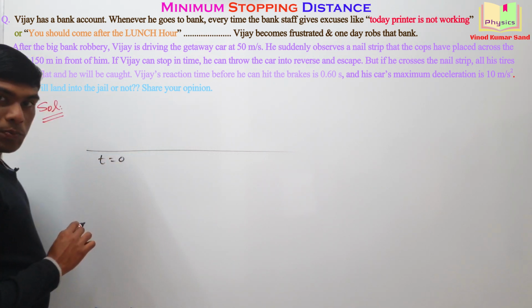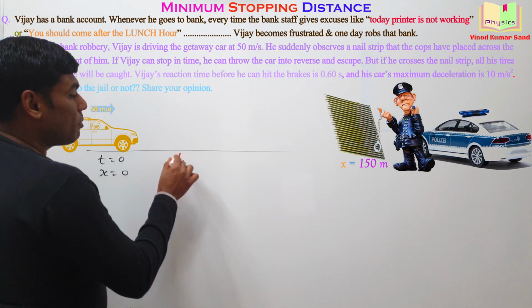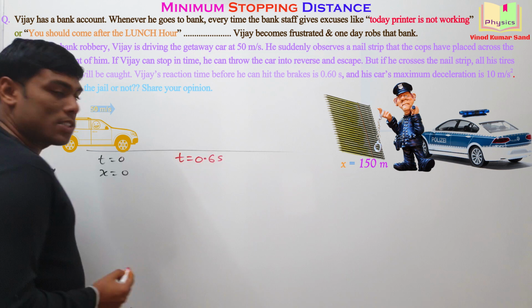Okay, as usual, using the tips from the previous lecture, I'll draw the diagram first. t is equal to 0. The Vijay is here at x is equal to 0. And the reaction time of the Vijay is 0.6 second.